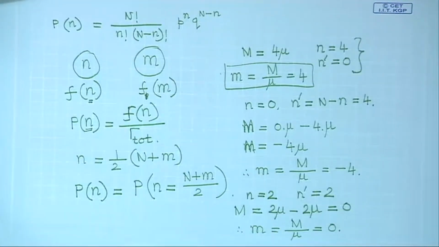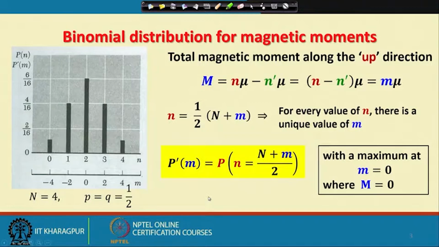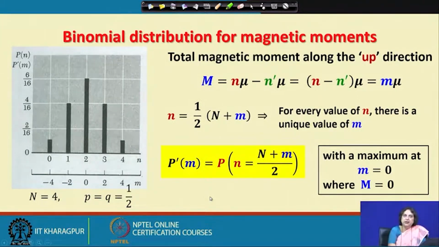Now, looking at the similarity, we understand that if I am making a measurement of the total magnetic moment, in that case I am going to have the maximum number of times in my experiment the output would be a zero magnetic moment. This is what is meant by the interpretation of this distribution function.